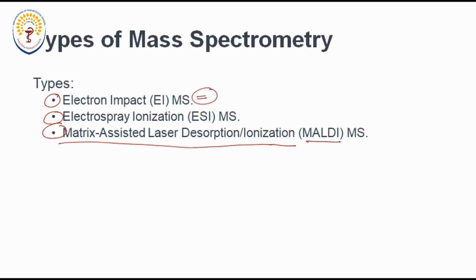This technique is used for the identification of protein. See, the protein is a very complex molecule, and a very sensitive molecule. The molecular weight of a protein cannot be easily studied by electron impact ionization. We need some softer techniques, so that is how MALDI is used. So MALDI is a more sophisticated technique which is used basically for protein analysis in proteomics.